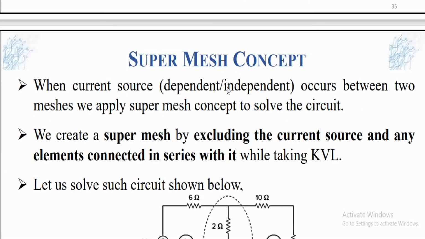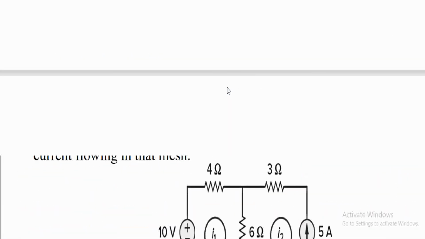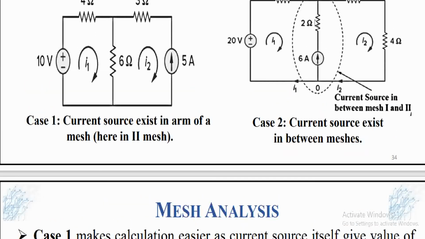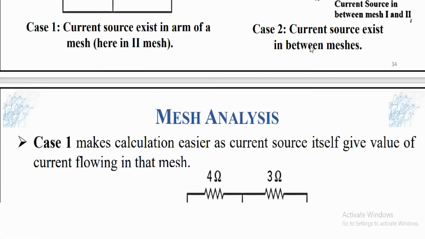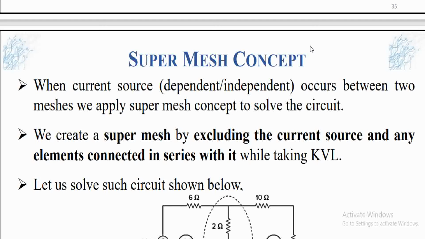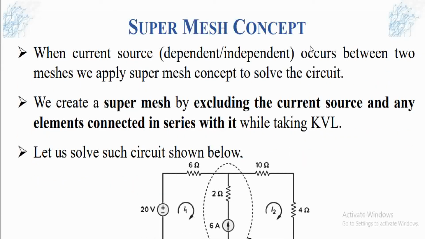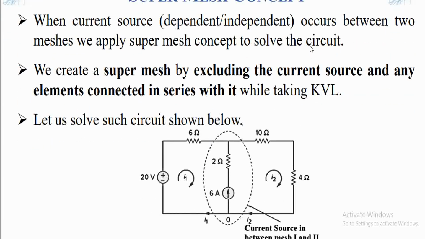Let us see the second concept. Case 2 is when it is having a current source between the two meshes. If a current source is present between the meshes, then that mesh is said to be a super mesh. So now we are going to see the super mesh concept. Remember, if there is an independent or dependent current source present between the two meshes, we apply the super mesh concept to solve the circuit.